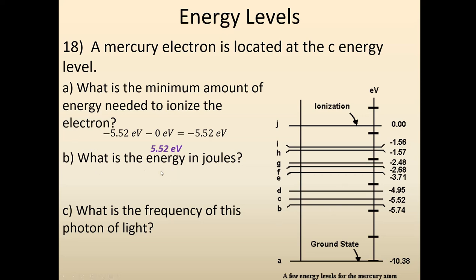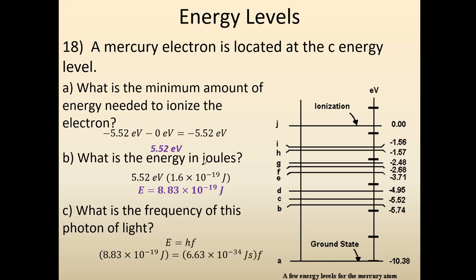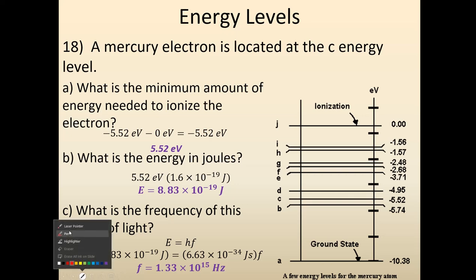All right, so then the next part, to find the energy in joules, we take the 5.52, multiply by the 1.6 number, and we get 8.83 times 10 to the negative 19 joules. From there, we can find the frequency by using E equals hf, plug and chug, and we get 1.33 times 10 to the 15 hertz. It comes up every now and then. It's a very rare question, but it does happen. So I'll mention it now.